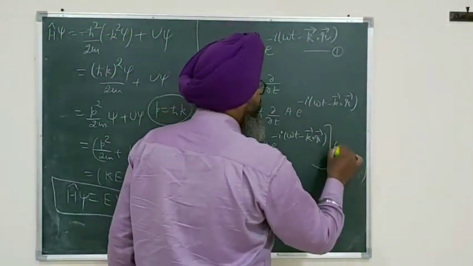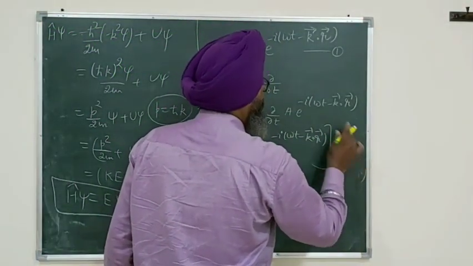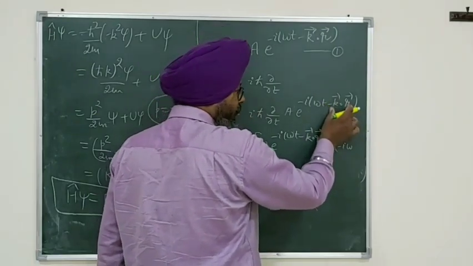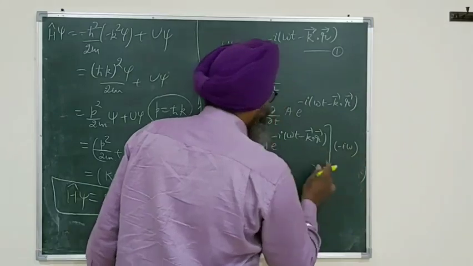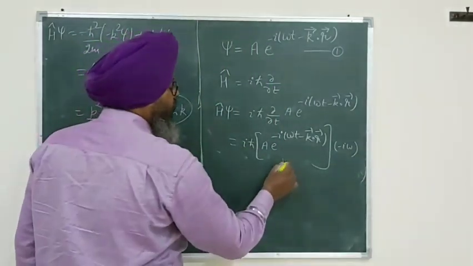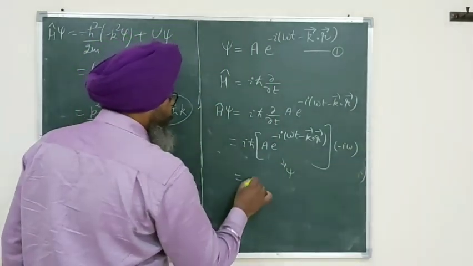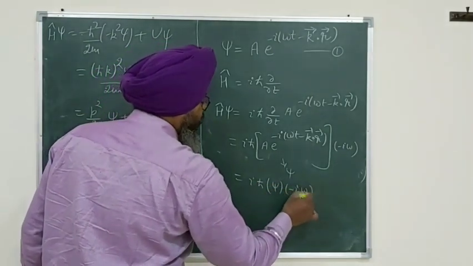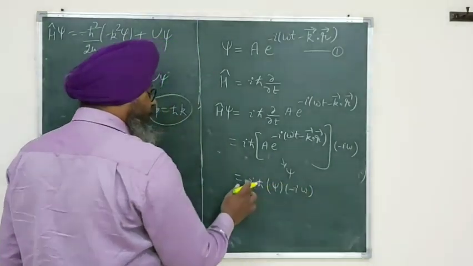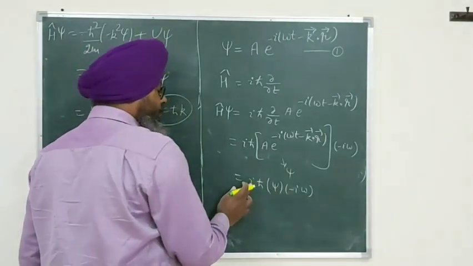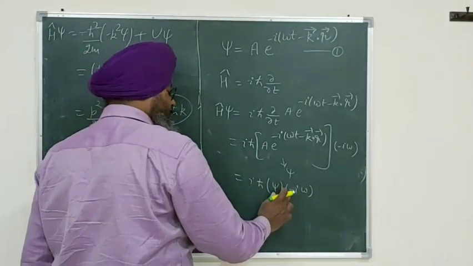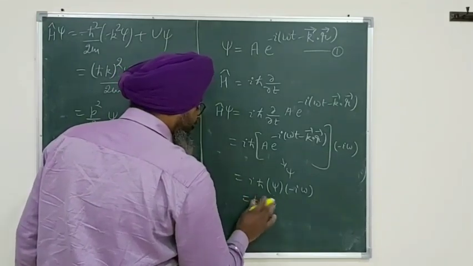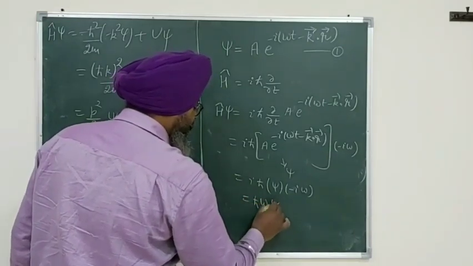It will be minus iota omega, the derivative of t will be 1, and the derivative of all these three terms here will be 0. So this quantity is nothing but psi itself. So it will be iota h cross psi and minus iota omega psi. Now this iota and this iota will make iota squared, that is minus 1. That minus will cancel with this minus. It will be h cross psi and h cross omega psi.